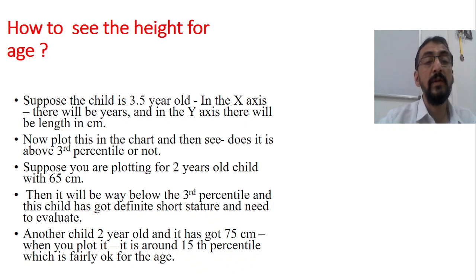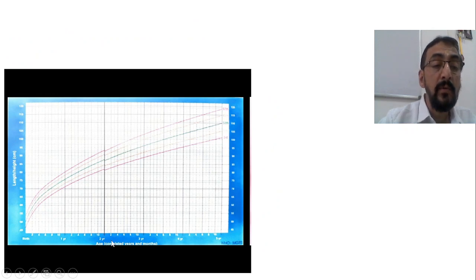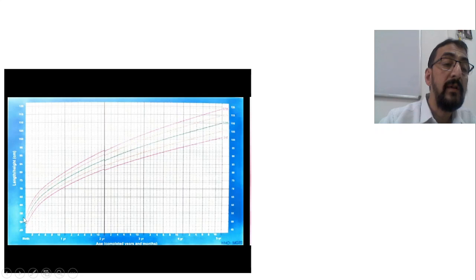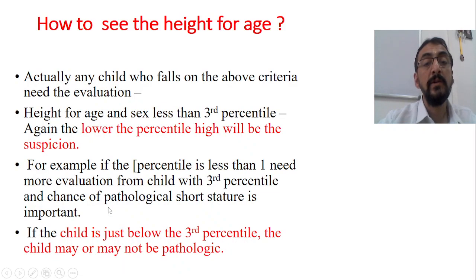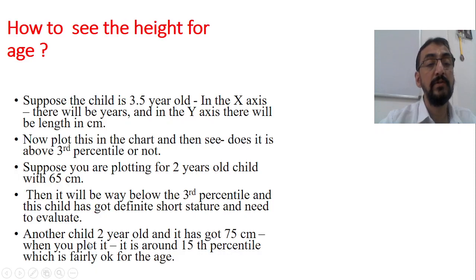Suppose you are plotting for a 2 year old child with 65 centimeter. Just go for this 2 year old child and 65 centimeter. See, this is 75, this is 70, this is 65. So the age of the child is 2 years, so it's coming over here, 65. If you see, it is below the third percentile. This is the line of the third percentile. This whole line is the line of the third percentile. So below the third percentile, again this child is also having short stature.